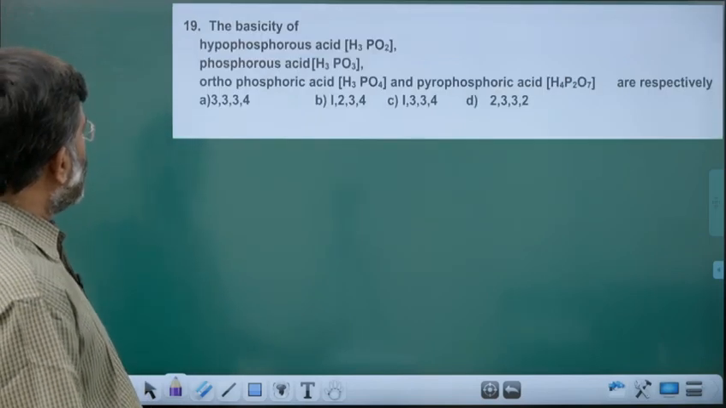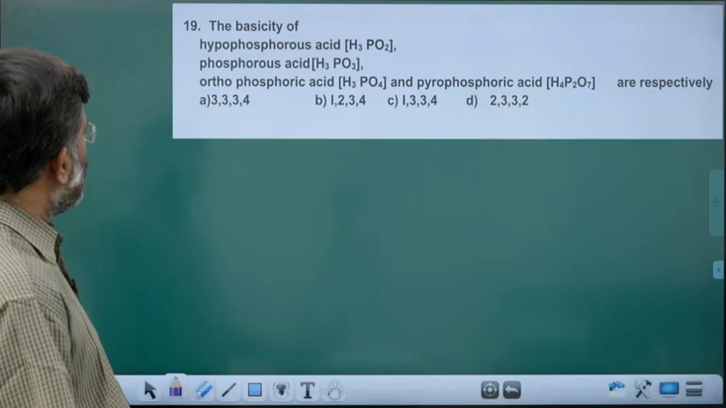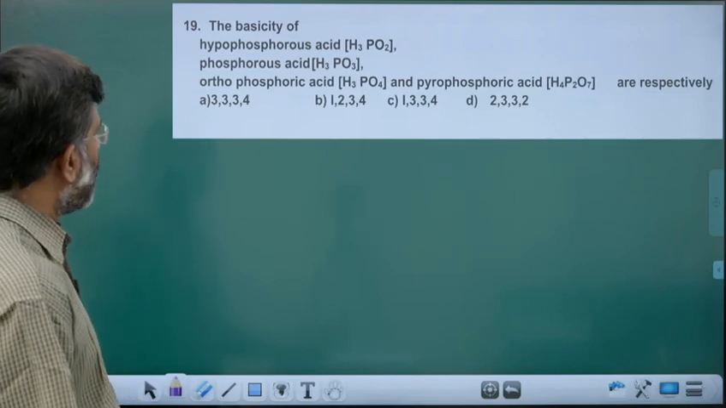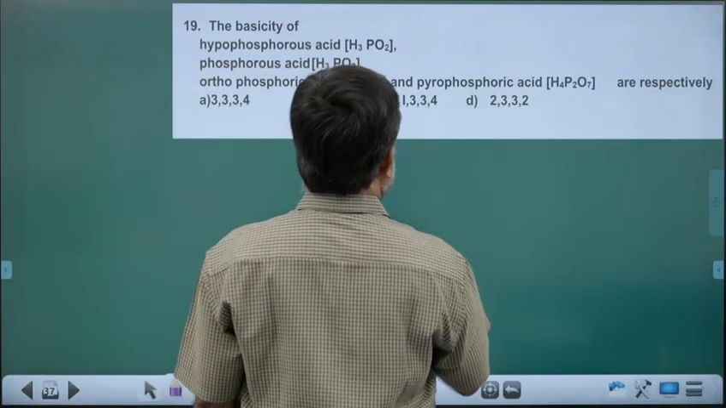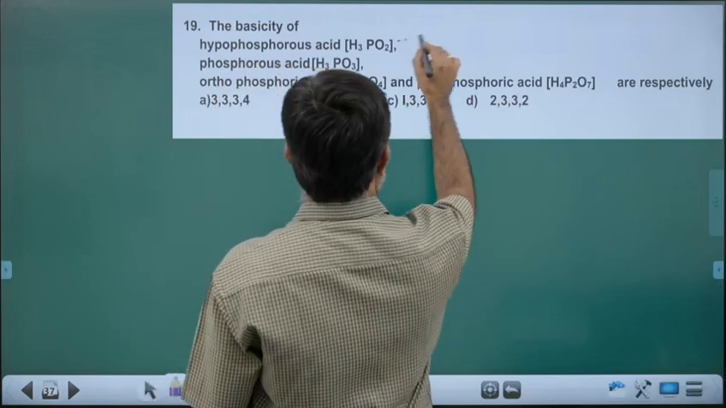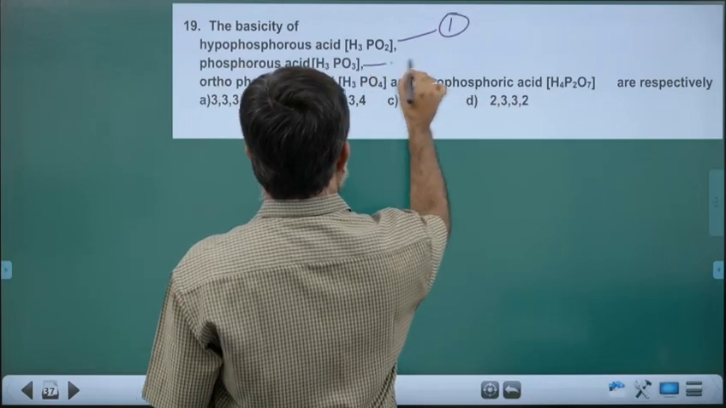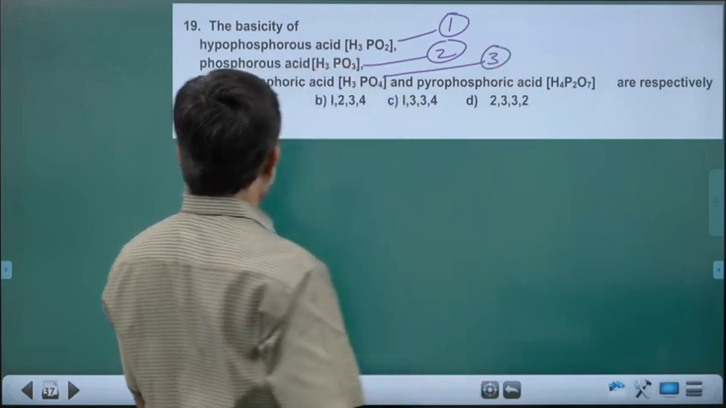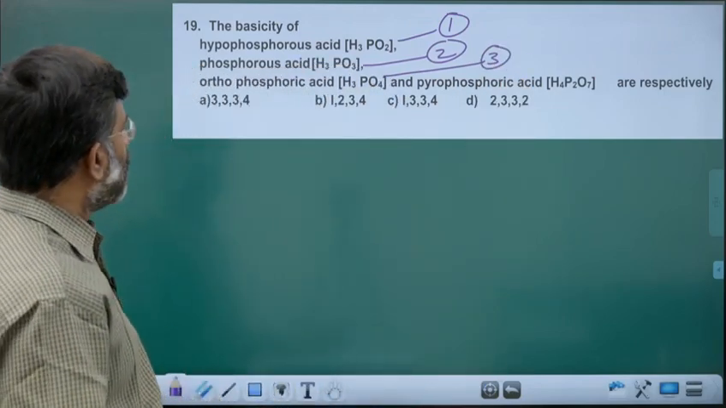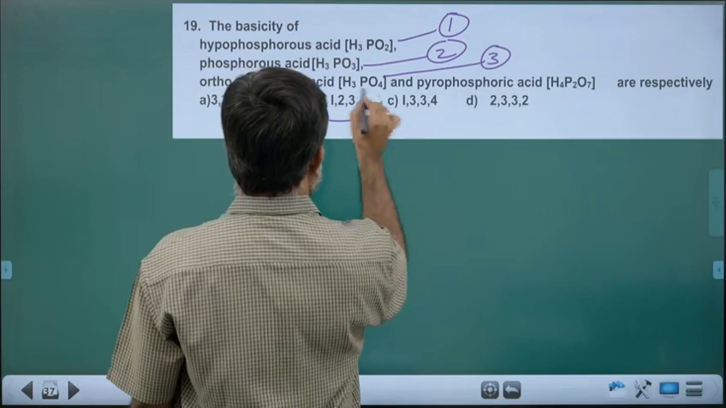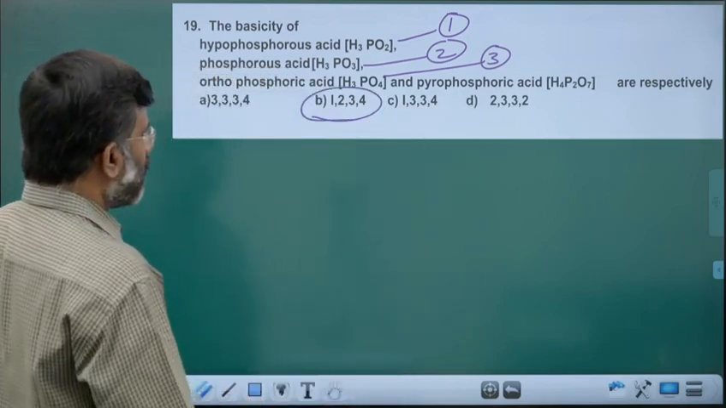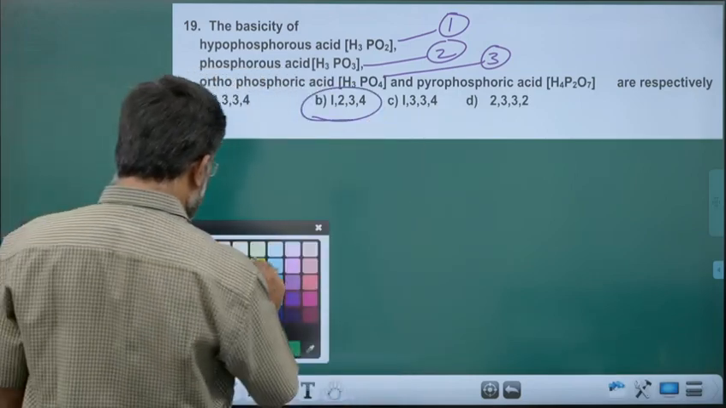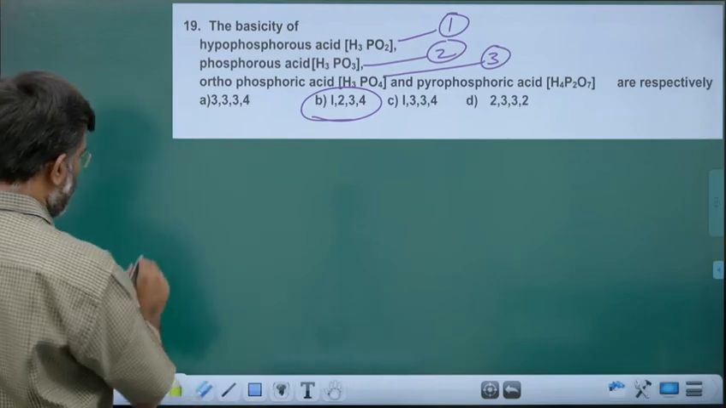The basicity of hypophosphorus acid, phosphoric acid, and pyrophosphoric acid. Very simple question. This is 1, this is 2, and this is 3. So 1, 2, 3, and this should be the answer. What about pyrophosphoric acid? Is it 4? We will verify.